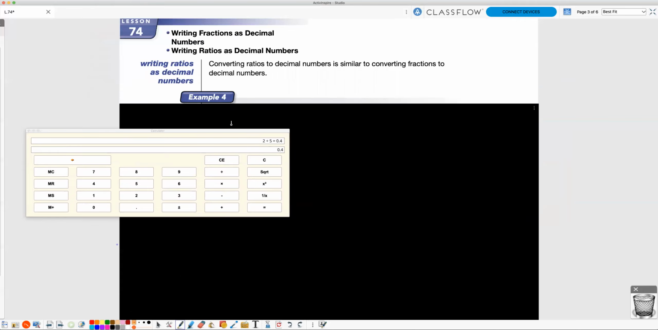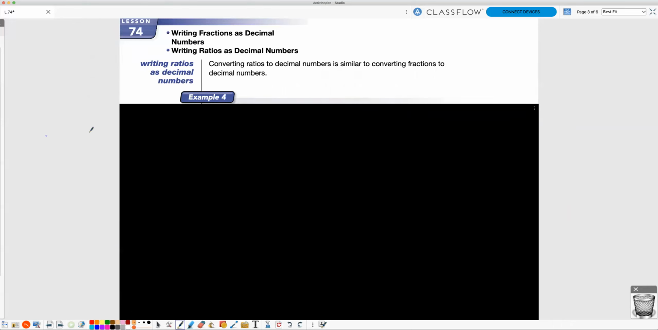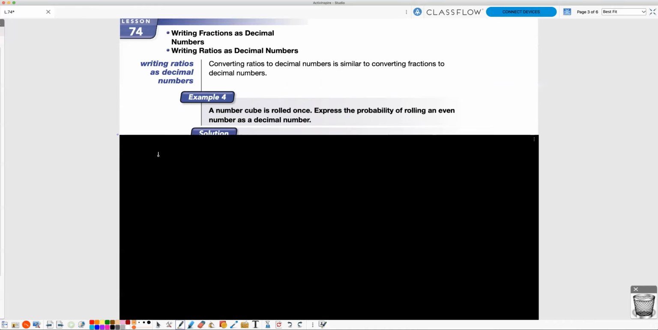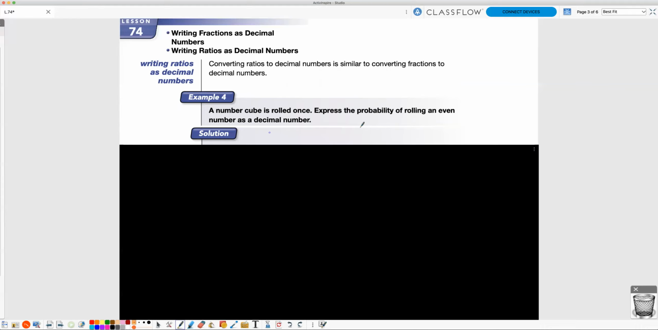So converting ratios to decimal numbers is similar to converting fractions to decimal numbers. A number cube is rolled once. Express the probability of rolling an even number as a decimal number. So if you have an even number, how many even numbers are there? Well, the number cube has 1, 2, 3, 4, 5, and 6 in its sample space. The even numbers would be 2, 4, and 6.